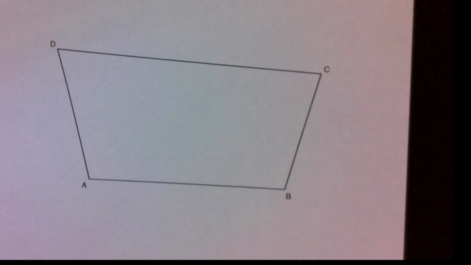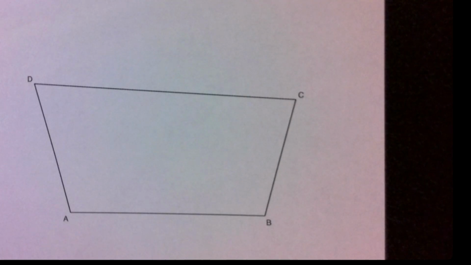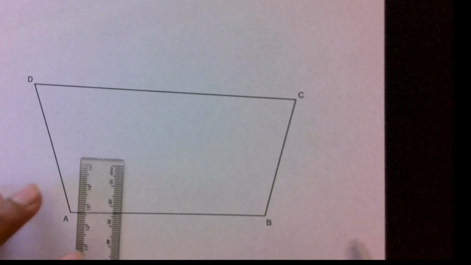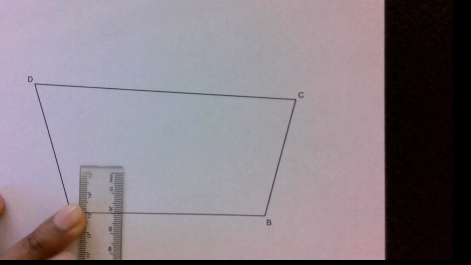First of all, let's convert everything into the appropriate scale in centimeters. We know that 1 centimeter represents 5 meters, so this 10 meters would represent 2 centimeters, and this 15 will represent 15 divided by 5, which is 3 centimeters. Now, what we need to do is draw a line which is parallel to AB with the distance from this line to AB being 2 centimeters.